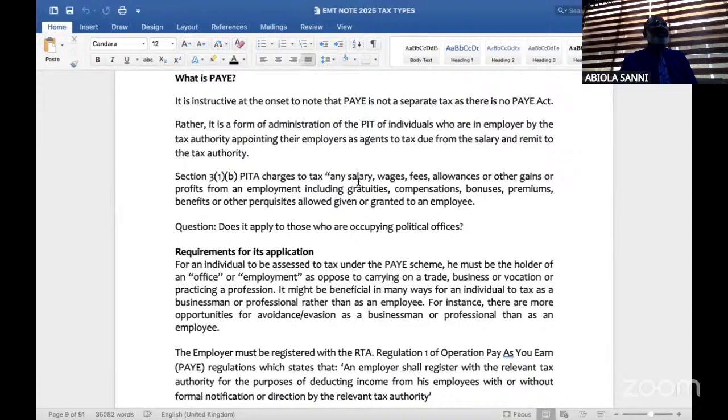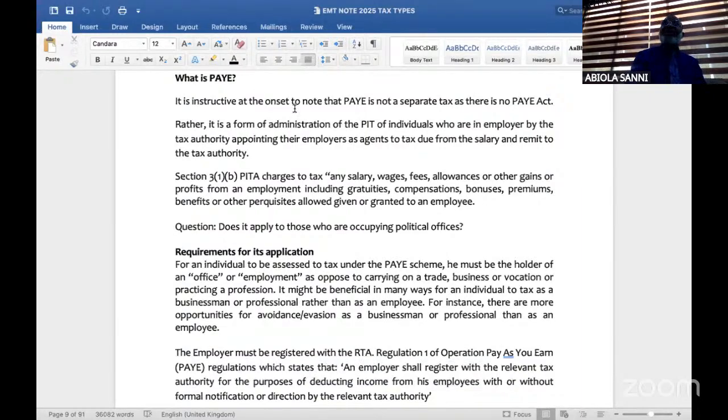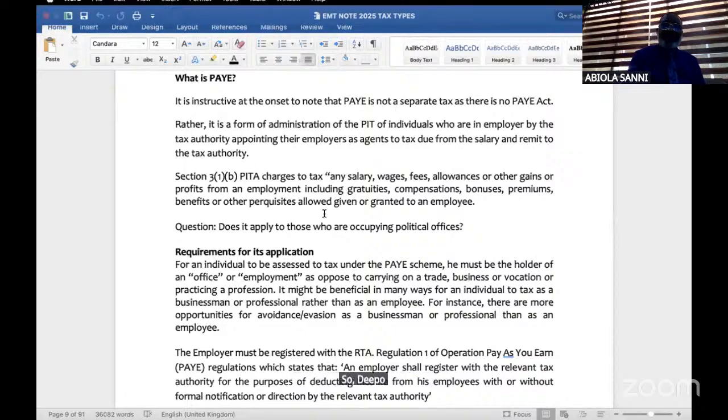There is an electric car that is trending on the internet now. When you Google the price, it's as much as 110 million naira. Oluwo, Dipo, you have the floor here.